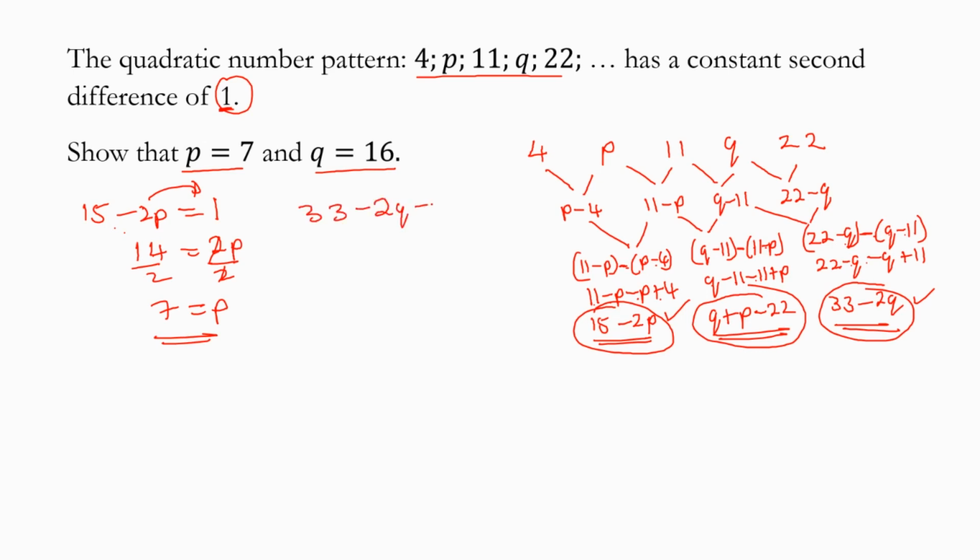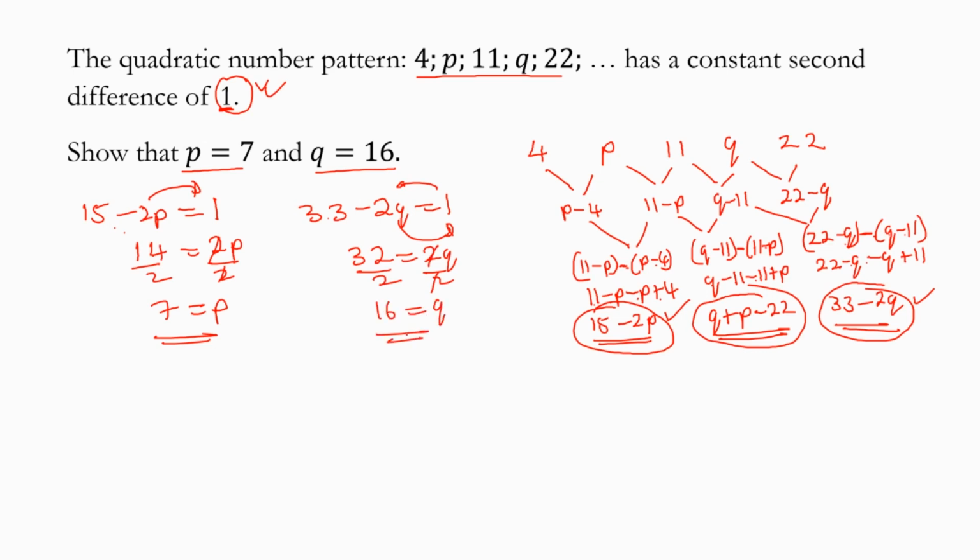And then we use 33 minus 2q is equal to 1, because we're told that these are equal to 1. And then we transpose this one to the left hand side, it becomes 33 minus 1, which is 32. We transpose this one to the right hand side, is equal to 2q. Divide by 2, divide by 2. So q is equal to 16.